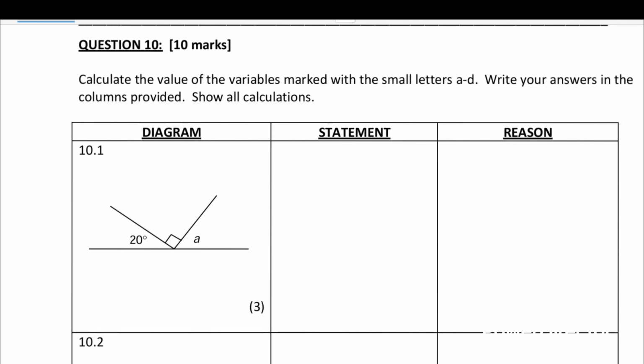So today we are working on grade 8 angles. This is a question paper specifically for angles only. Okay, guys, let's not waste our time and get started with the questions. Question number 10.